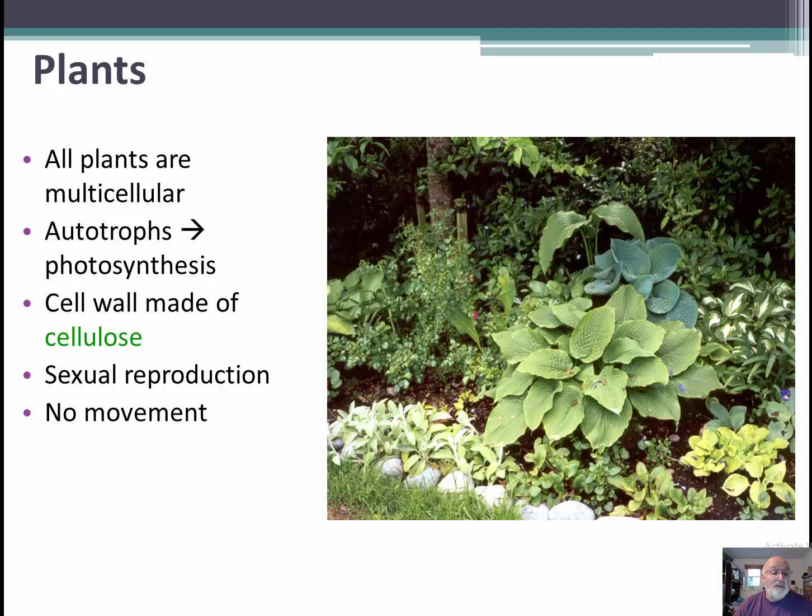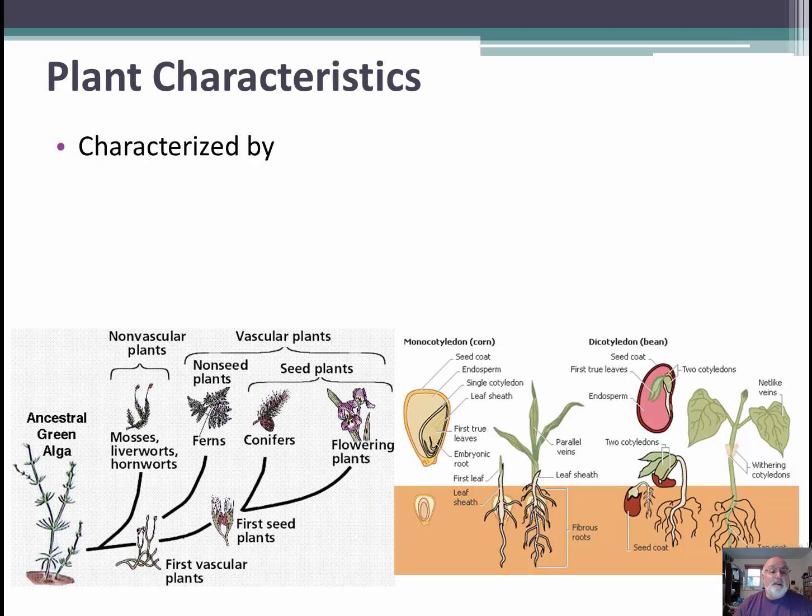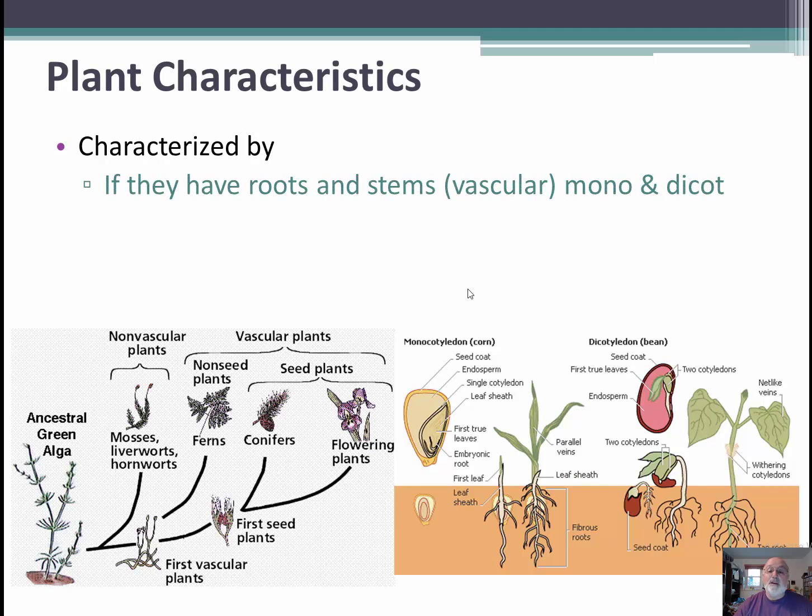They all reproduce by sexual reproduction, male and female gametes. They are not motile, so there's no movement. And they're characterized by either being vascular or non-vascular, monocot and dicot. Vascular basically means that they've got roots and stems. Vascular plants are like ferns, conifers or pine trees, or flowering plants.